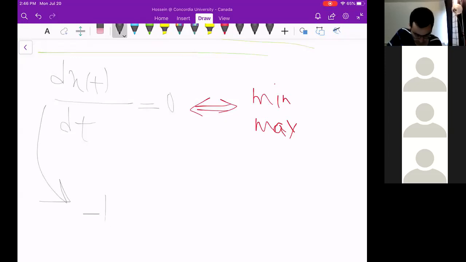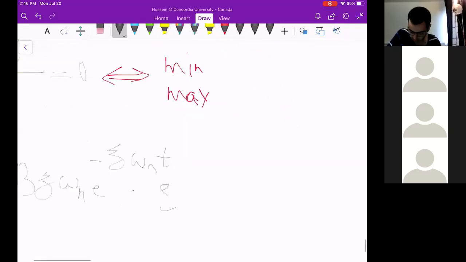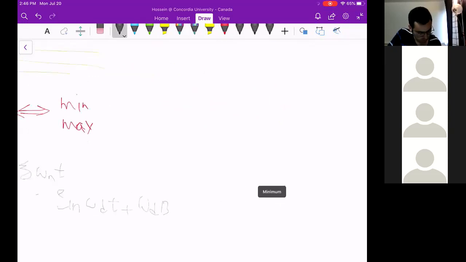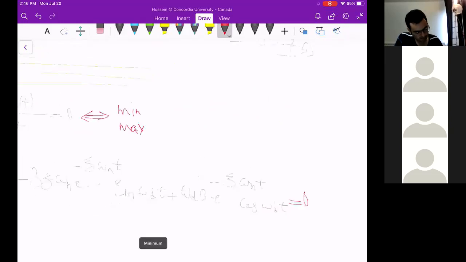So the derivative would be minus b zeta omega n e to the minus zeta omega n t times sine of omega d t, plus omega d b e to the minus zeta omega n t cosine omega d t, equal to 0. So which t will make this equation 0?